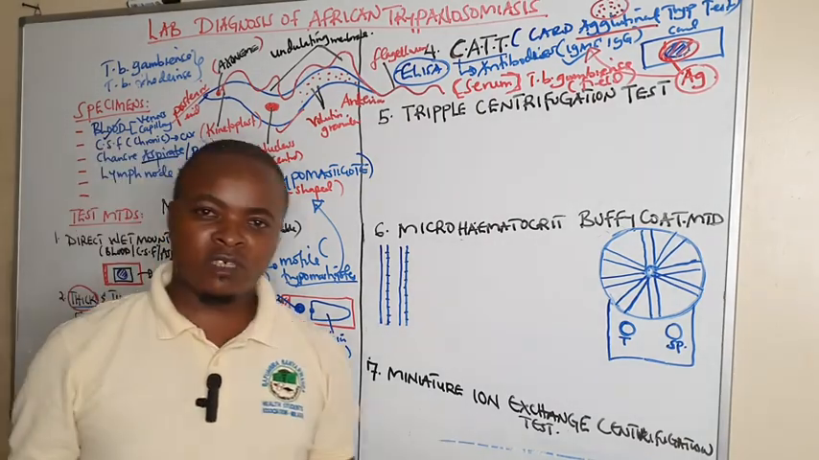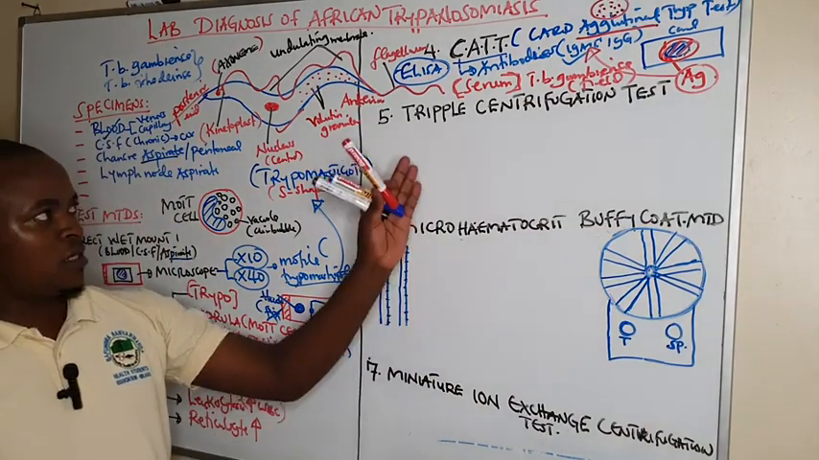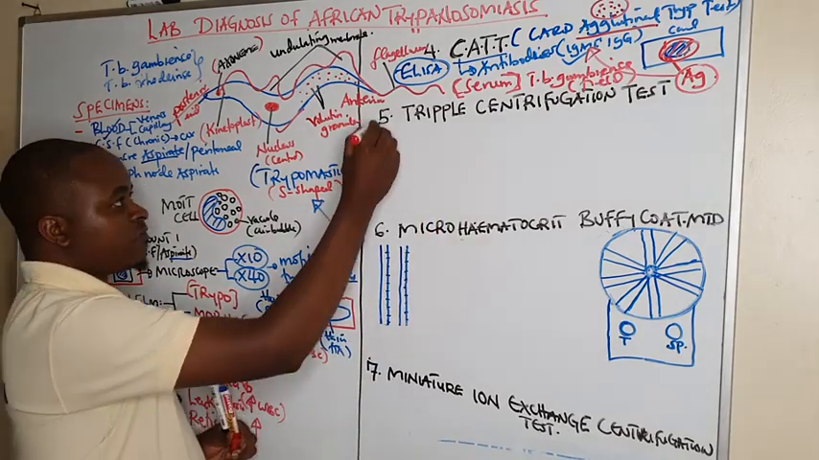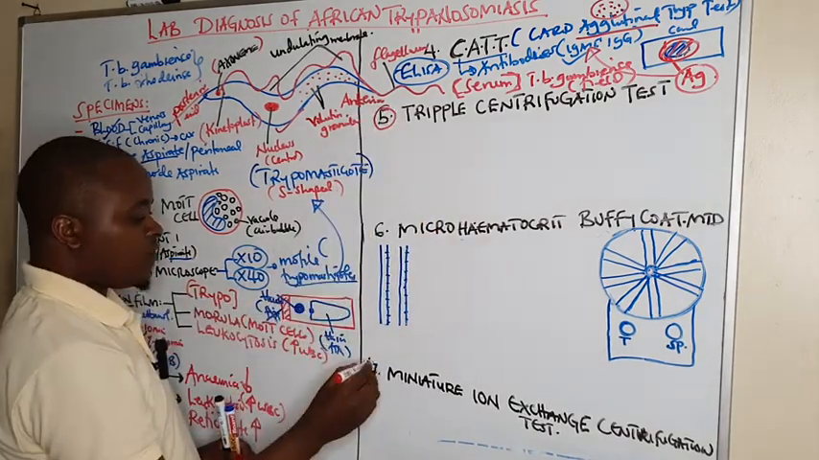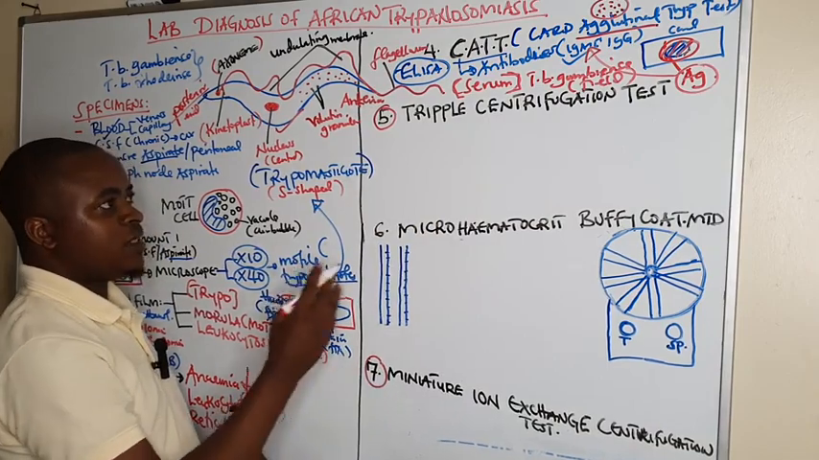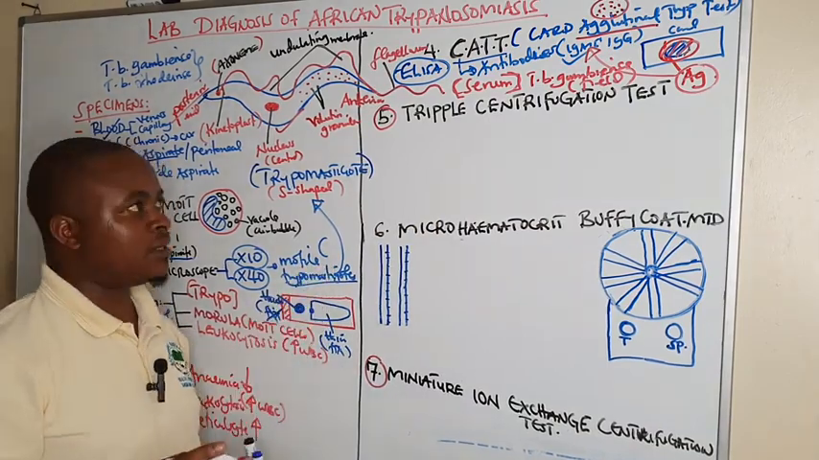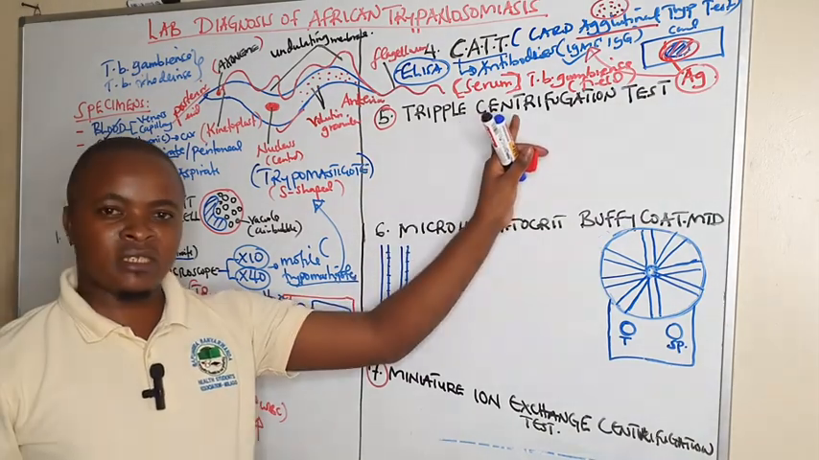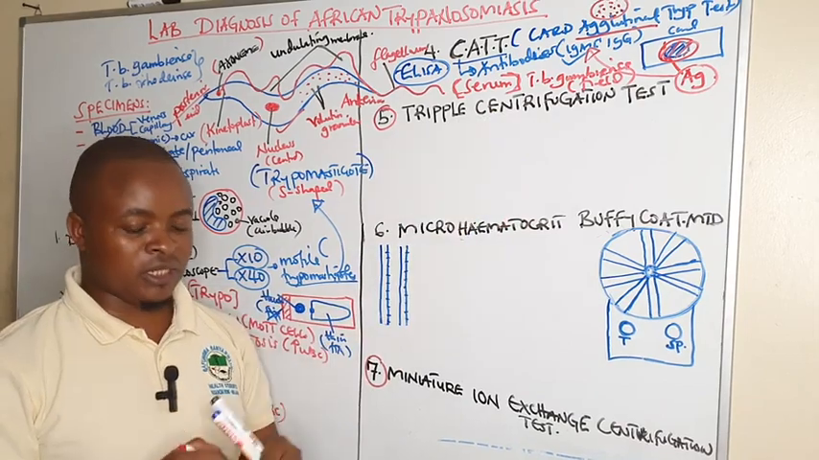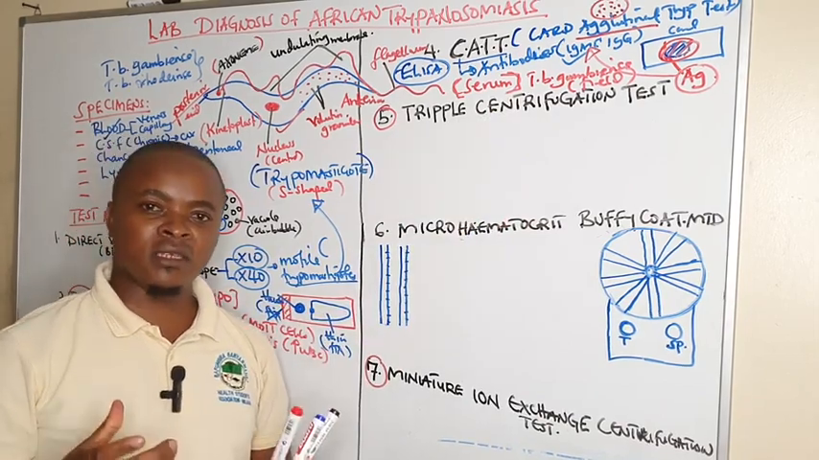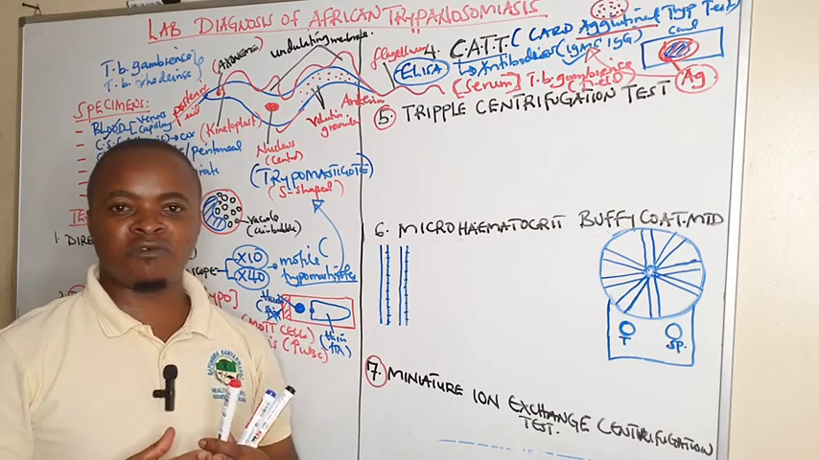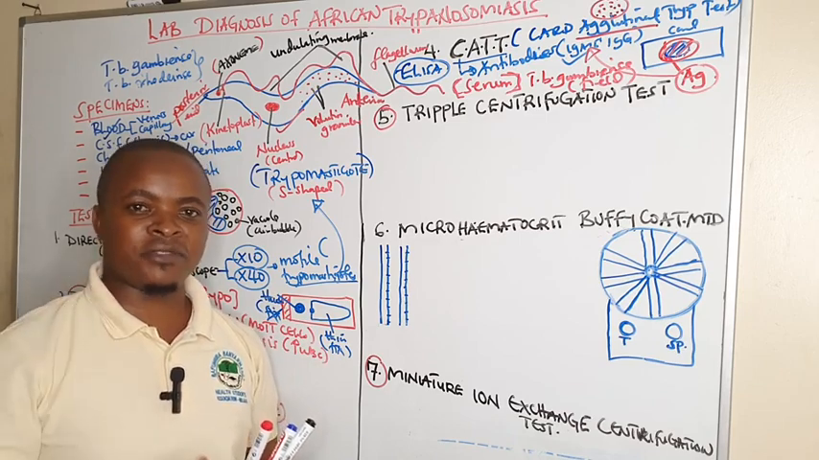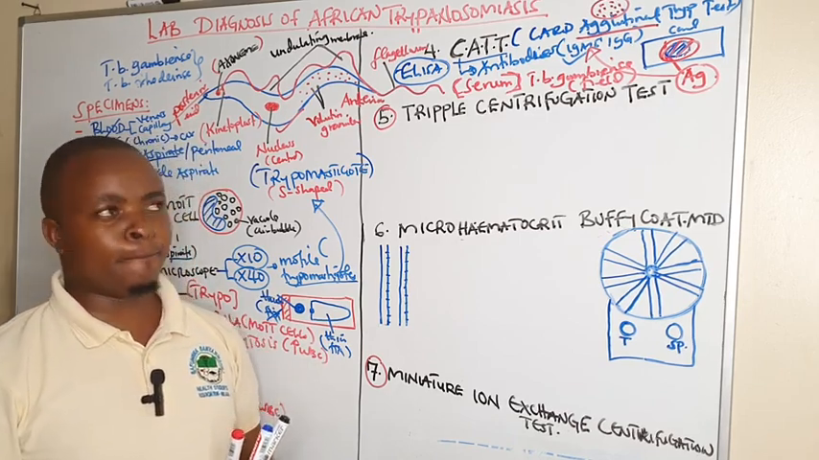That is what we can talk about. Another technique we are going to look at, from 5 to 7, is the concentration techniques which we can use. For example, triple centrifugation is a concentration technique that aims at concentrating the presence of trypanosomes so that we increase the chances of seeing them in peripheral blood.